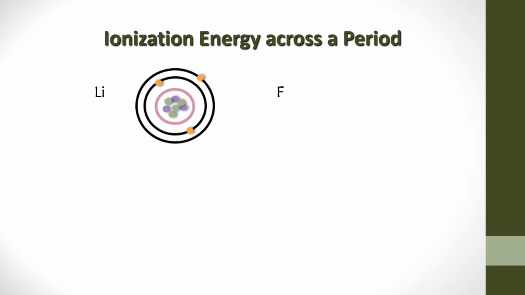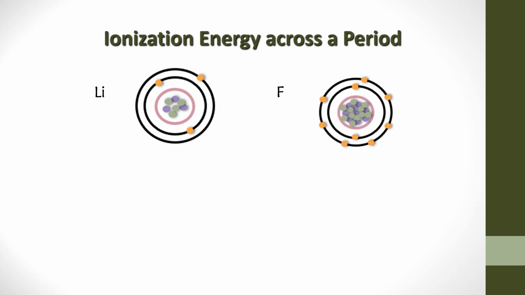When we look at lithium, this is what lithium looks like. It only has one valence electron. When we look at fluorine, it has 7 valence electrons. It only needs one more electron to have a complete octet. If you look at Table S to compare the ionization energies for both, this is what the ionization energy for lithium looks like, and this is what it looks like for fluorine. A lot of energy is required for fluorine to lose an electron.